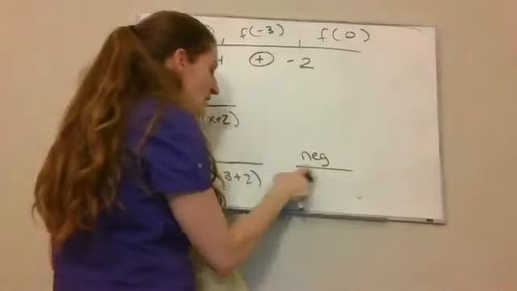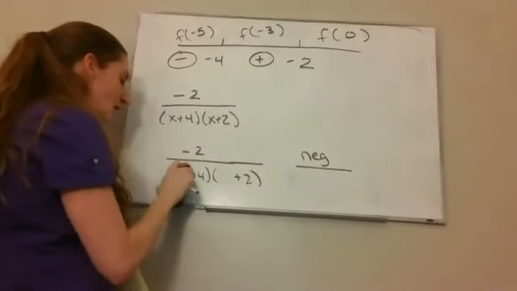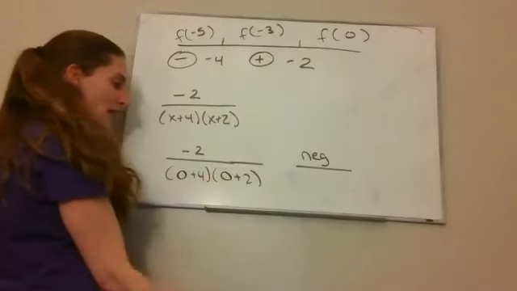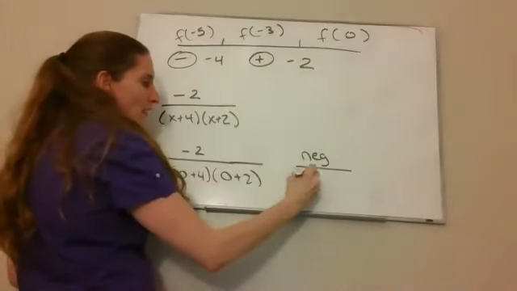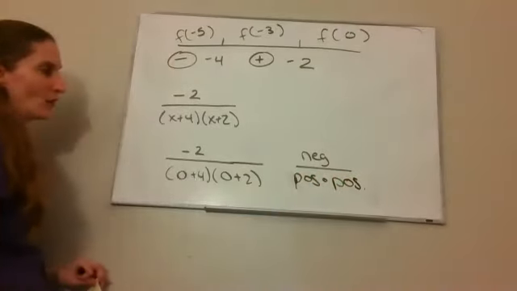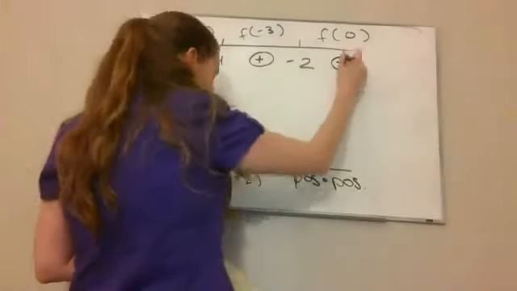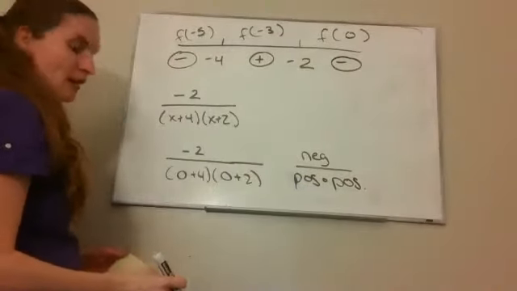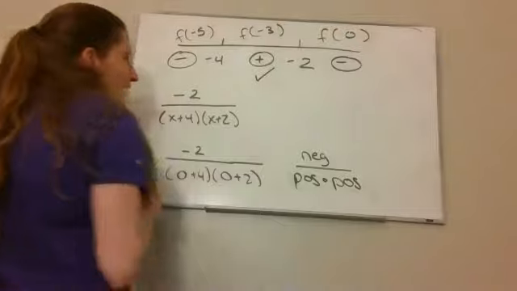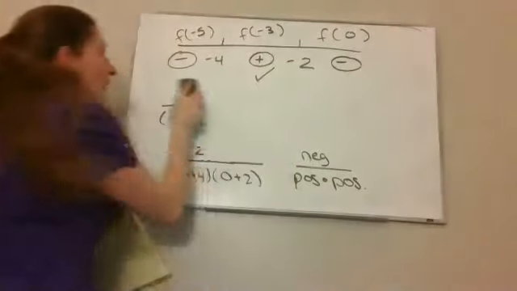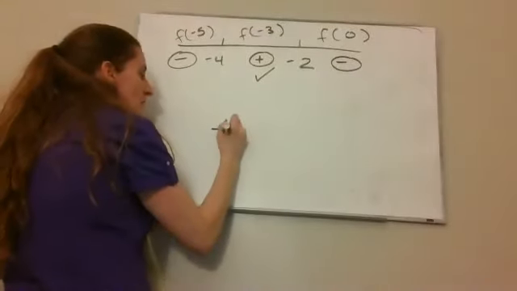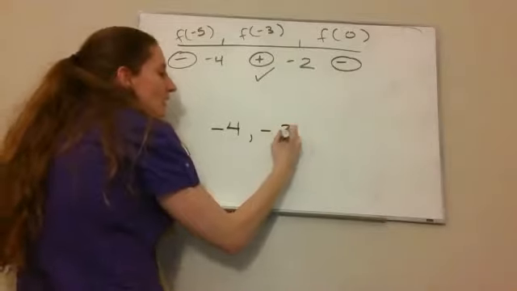Last one to check. If I plug in a 0 for my x's, the numerator is still negative, 0 plus 4 is positive, and 0 plus 2 is positive. So negative over positive is negative. Now this problem, we wanted where it was greater than or equal to 0. So I want this positive section in the middle. So it's all the numbers between -4 and -2.